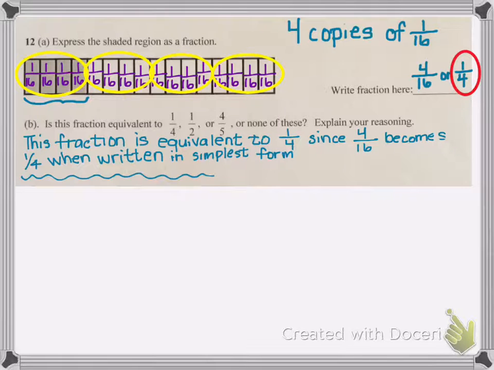Well, the shaded area is one of those 4 parts. So I took the fraction bar and divided it into 4 equal pieces. So the 4/16 that represented the shaded area is also equivalent to 1/4 of the whole entire fraction bar.